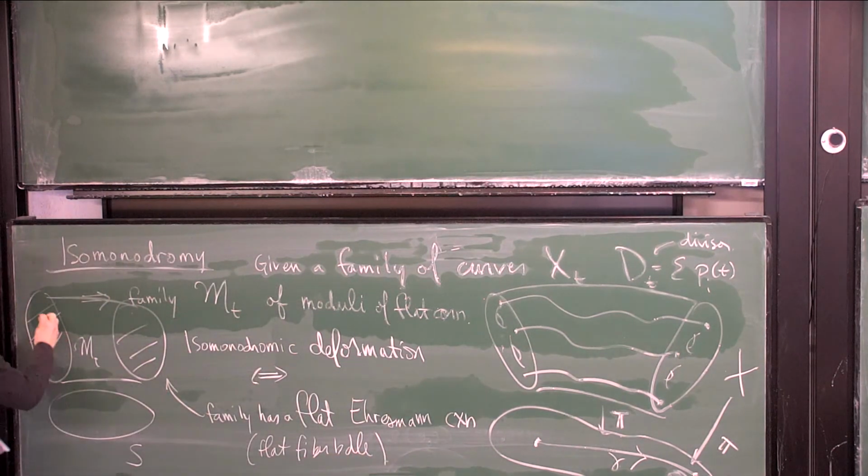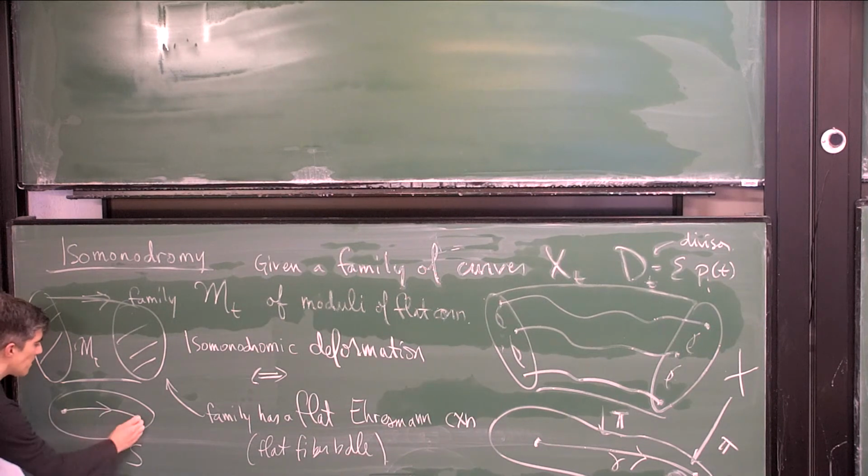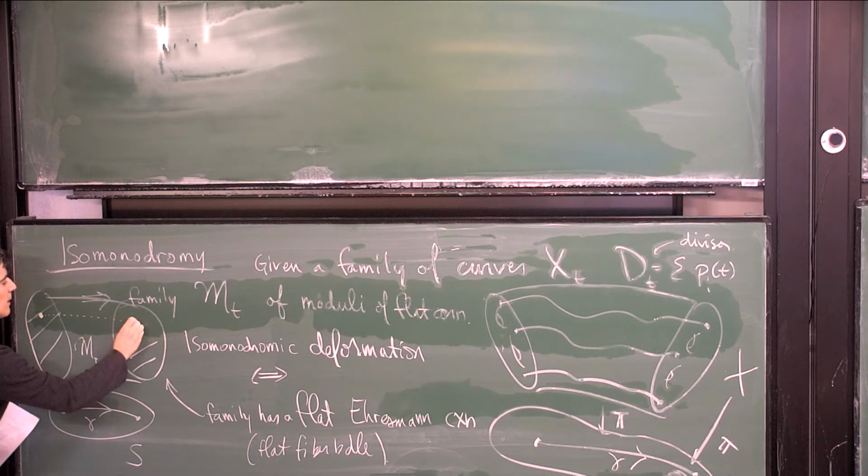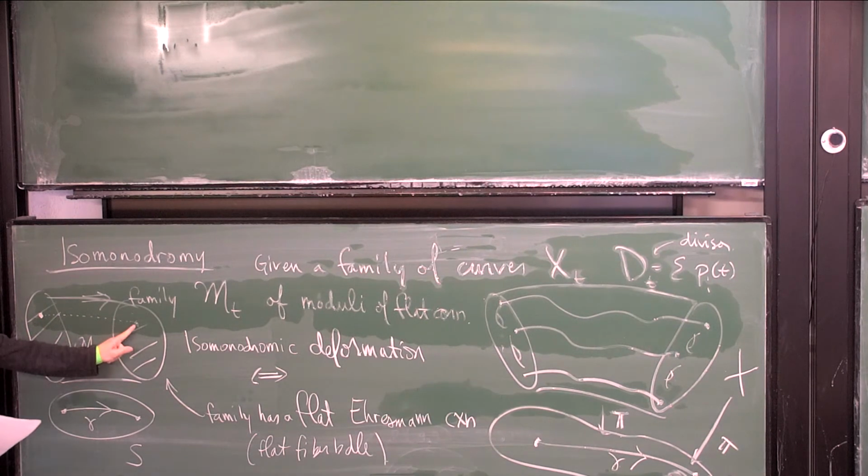And it means that if I have a flat connection, an isomorphism class of flat connection, at the initial time in the path, then I can drag that horizontally to a unique flat connection at the end point in time. Okay?